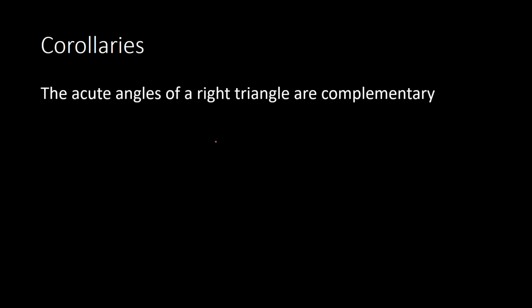Another corollary says that the acute angles of a right triangle are complementary. So for example, if we have a right triangle, then we know the triangle has 180 degrees total. If this is your right angle, then we have 90 degrees being used up, which leaves me with 90 degrees to split between angle A and C.